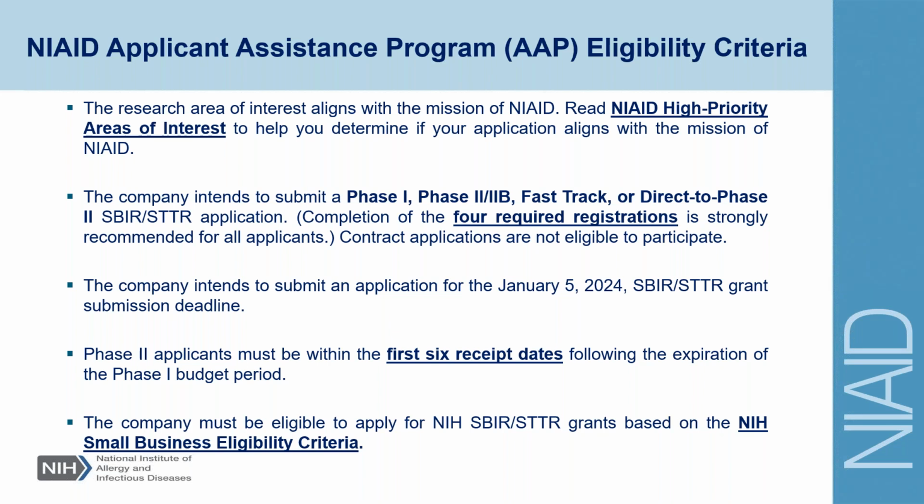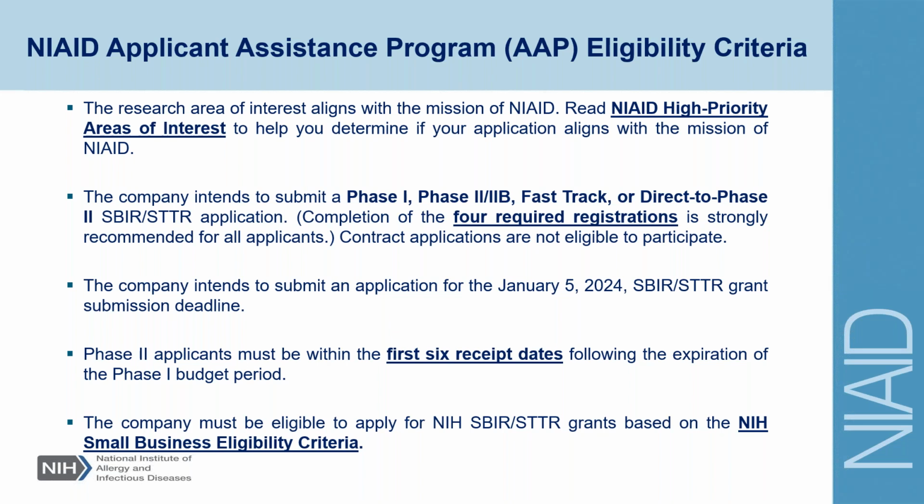The next is about overview of the NIAID Applicant Assistance Program eligibility criteria. So first, your research area of interest must align with mission of NIAID. As I have mentioned, you can review NIAID high priority areas of interest page that will help you determine if your project aligns with mission of NIAID.